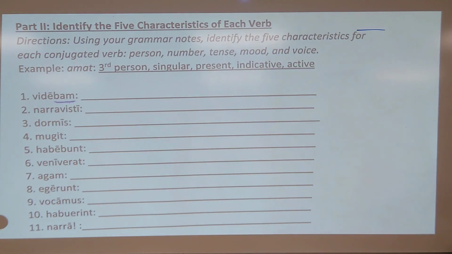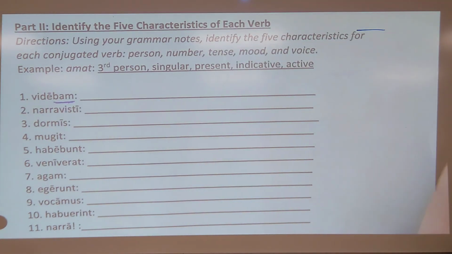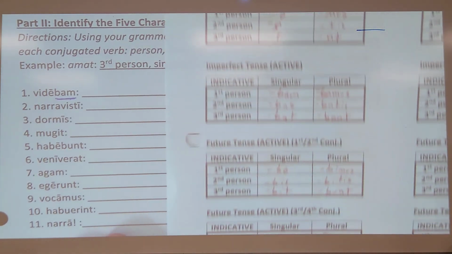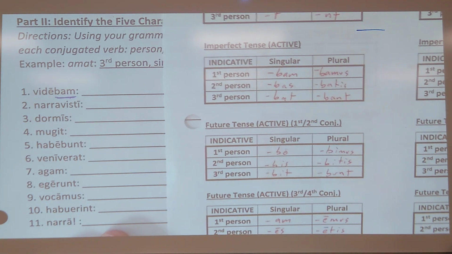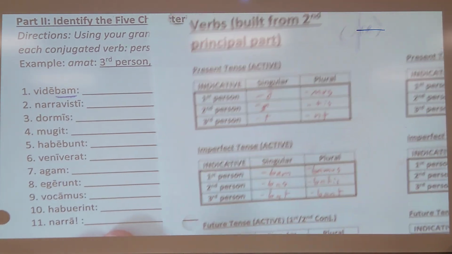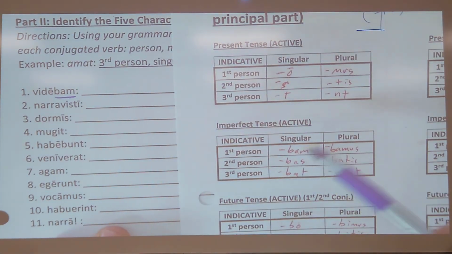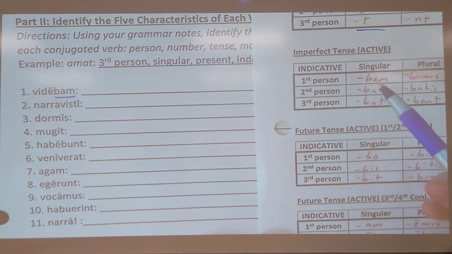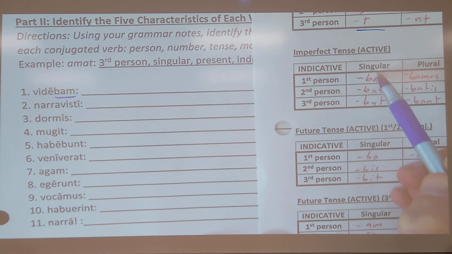So what we have here is, I look at this, I see it ends in BAM. And if I look at my chart, well, do I see BAM anywhere? Oh yeah, right here. BAM. Okay, most of the endings, the vast majority of them only show up in one exact spot. So as long as you identify the ending, you can figure out exactly what all the information is, all the characteristics. So for BAM, I see that it is first person. I see that it is singular.